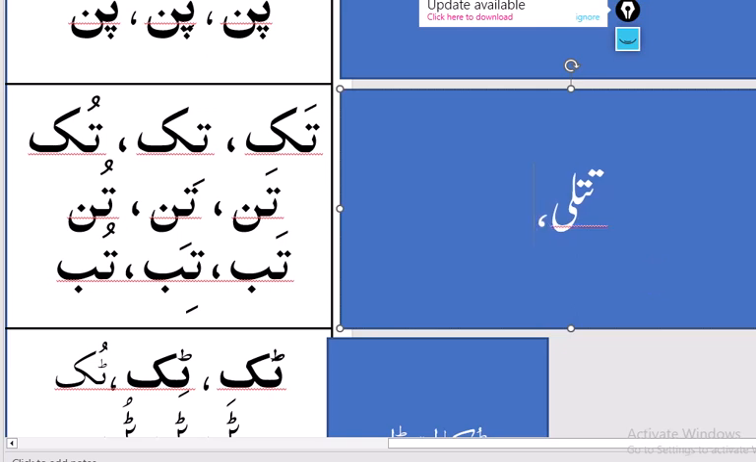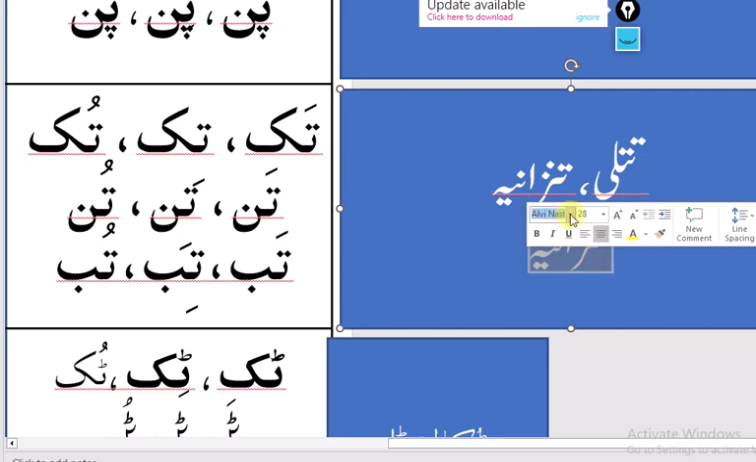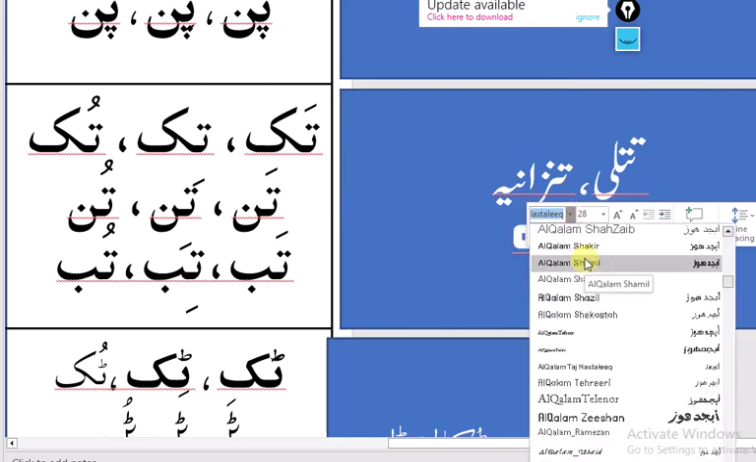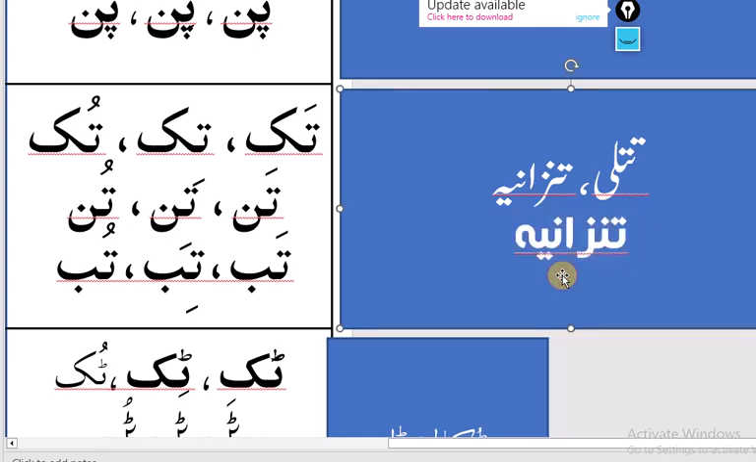What about Tanzania? Te, zabar, nun, tan. Then ze, alif, nun, ye, he. Okay, let me write this in another way. Just a minute. Let me change the style of writing so that you understand the letters.